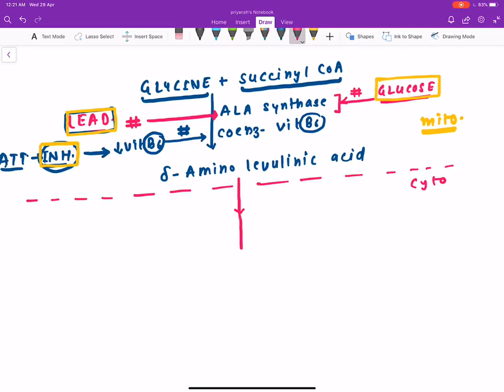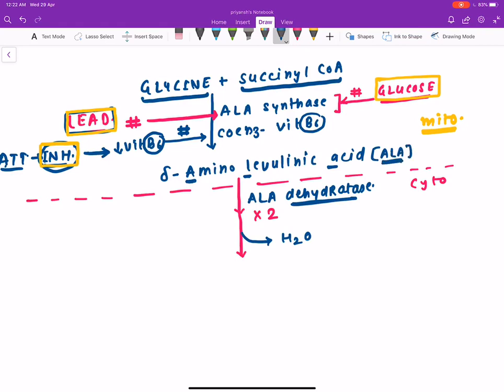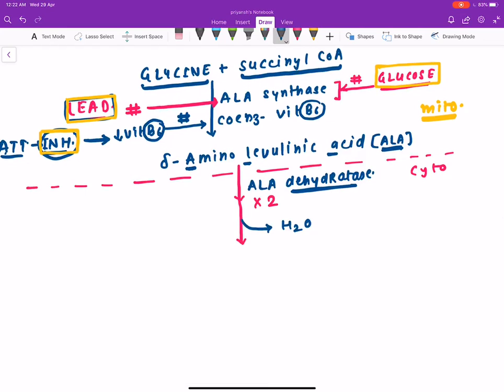Once they come in the cytoplasm, two molecules of delta aminolevulinic acid will unite, and what we do is we take out the water which is there in the aminolevulinic acid. If you take out the water, the name of the enzyme will be ALA dehydratase, because we are taking out the water, so it is called dehydratase. Why are we writing ALA dehydratase? Because ALA is the short form of aminolevulinic acid.